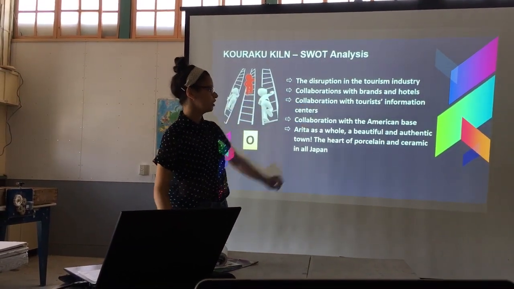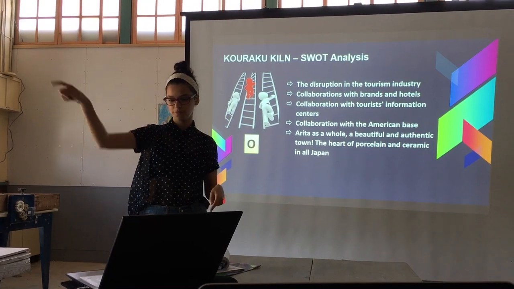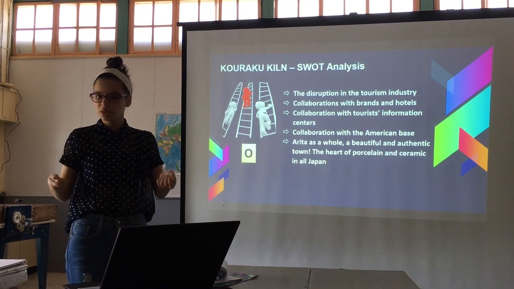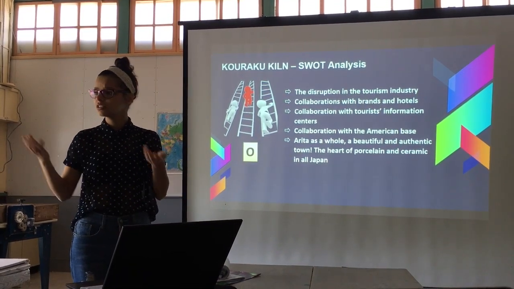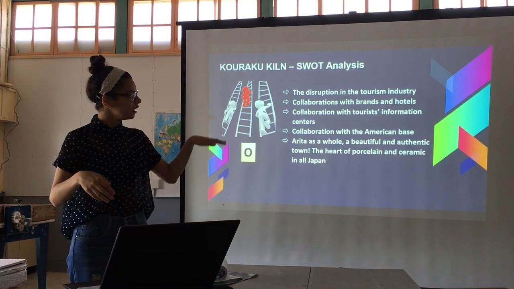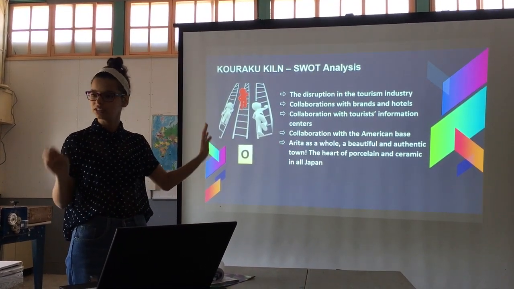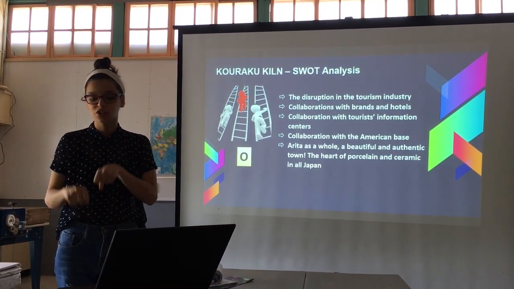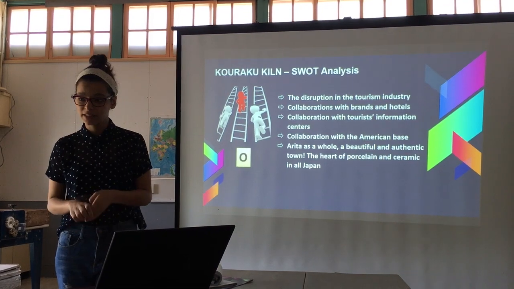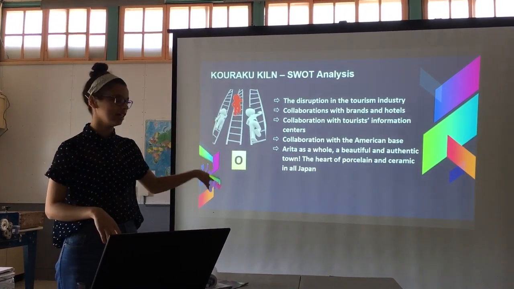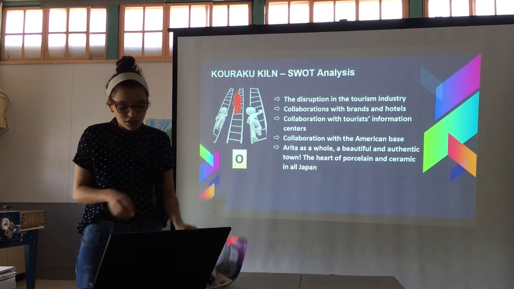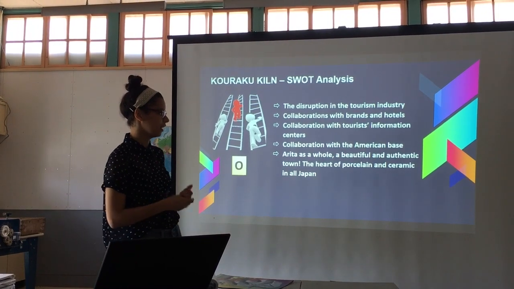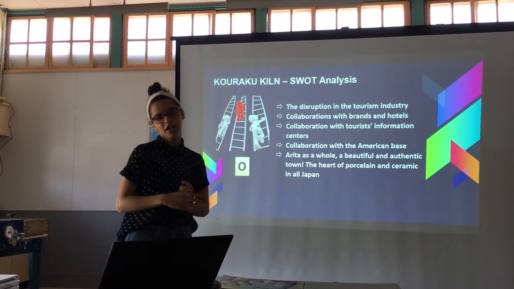Collaborations with tourism information centers. We have here a tourism information center, and I don't know if you have something in there about the factory. We need to work on just a sort of paper to tell them that Arita has got Kouraku Kiln. That's what we want, Kouraku Kiln. So that visitors and tourists that go to the information center, for example, to rent a bike or something, would know about Kouraku Kiln through a brochure, through just a small paper that tells people that Kouraku Kiln exists in Arita.